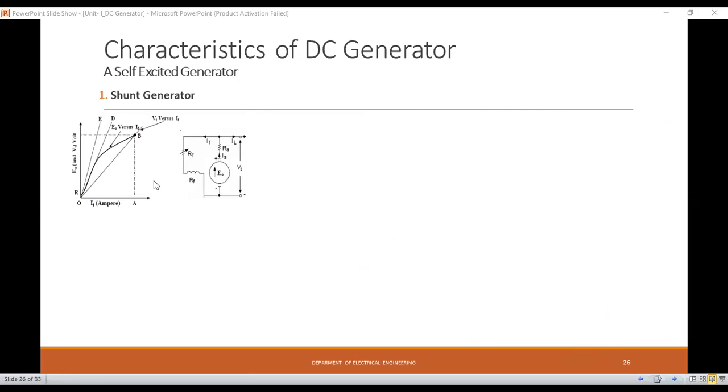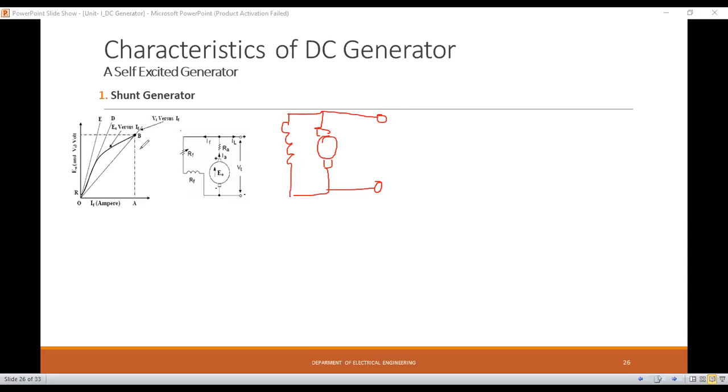Do you know that in the shunt wound generator, the field winding is in parallel with the armature winding? The shunt generator field winding is in parallel with the armature, and the output side is here. Now in the case of the shunt generator, the open circuit characteristics are again the same.